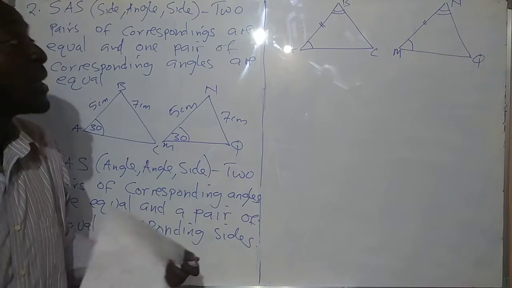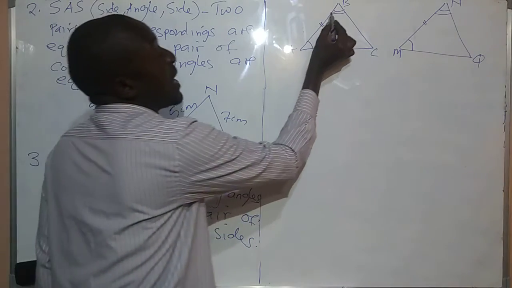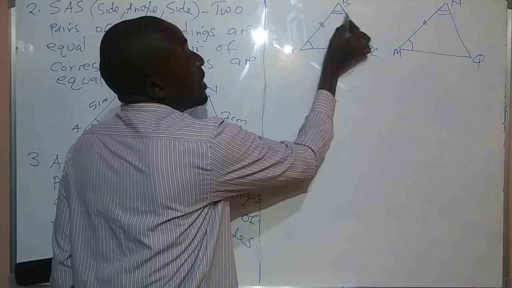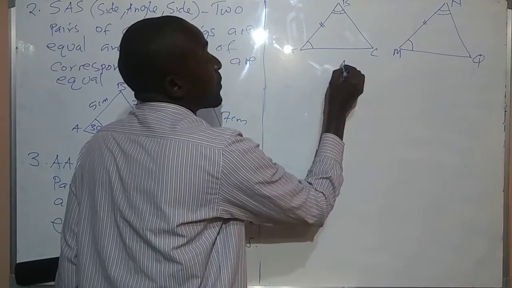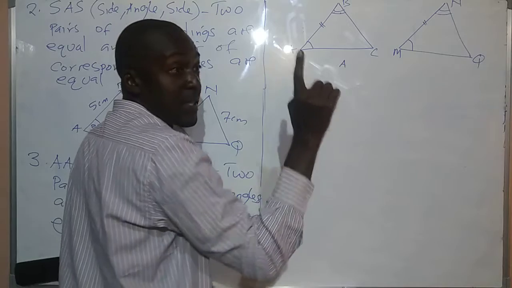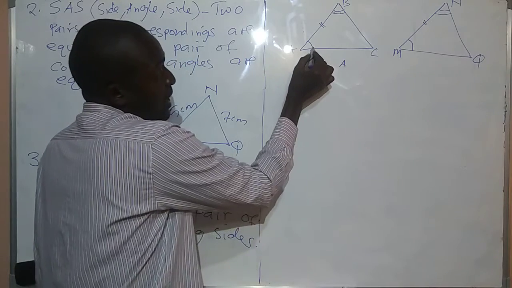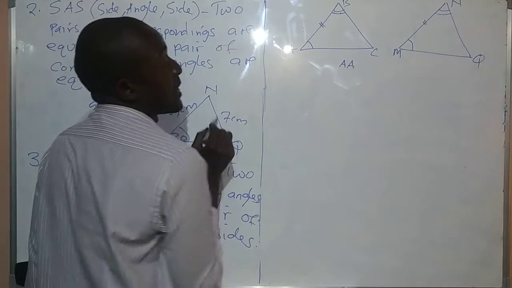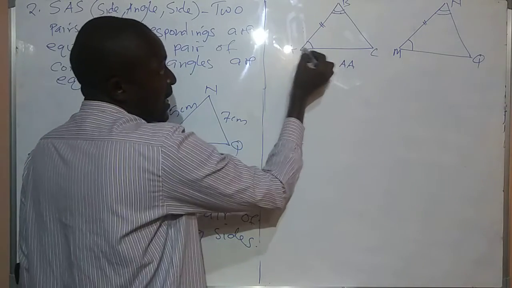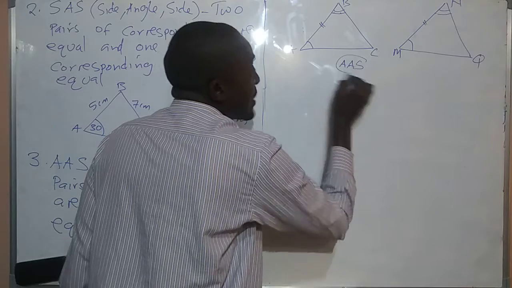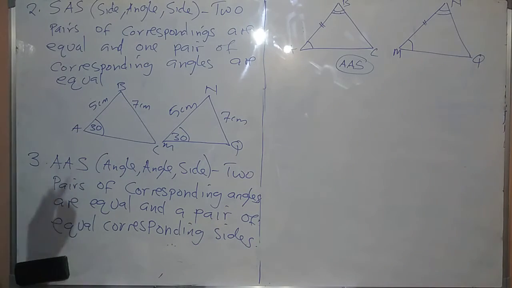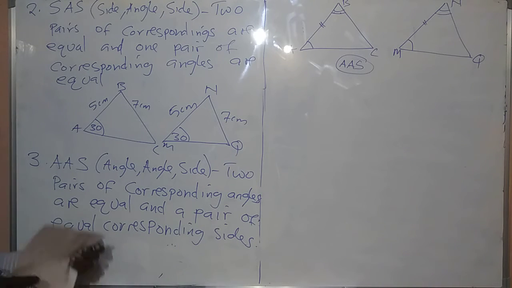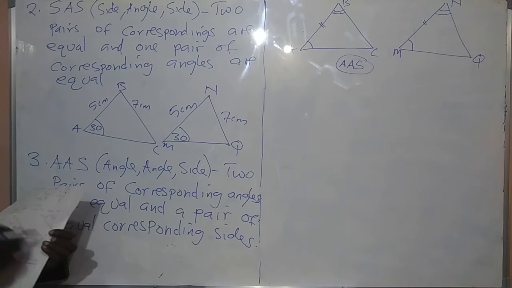And so this is what we are talking about here. Here's what we are saying. The first pair, this angle is equal to this one. So we have A, the first angle. Then this angle here is equal to this one. We have another one because of the way we have written here like this. And then we have this side here, it's equal to this side. And so this is the condition we are talking about. Angle, angle, side. Two angles are equal, one side is equal. So that is the third condition of congruency.